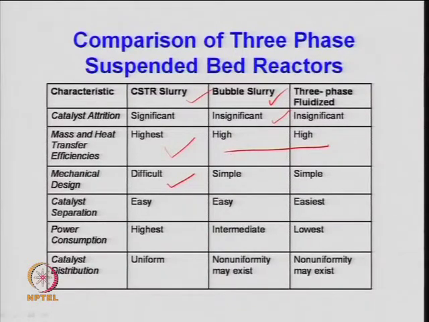Power consumption is highest in the case of CSTR because you need agitation. In the bubble slurry it is intermediate, as you need a sparger to bubble the gas, and in the 3-phase fluidized bed it is lowest. Same thing for catalyst distribution: it is uniform in the case of the slurry reactor, but in bubble slurry and 3-phase fluidized bed it may not be uniform.